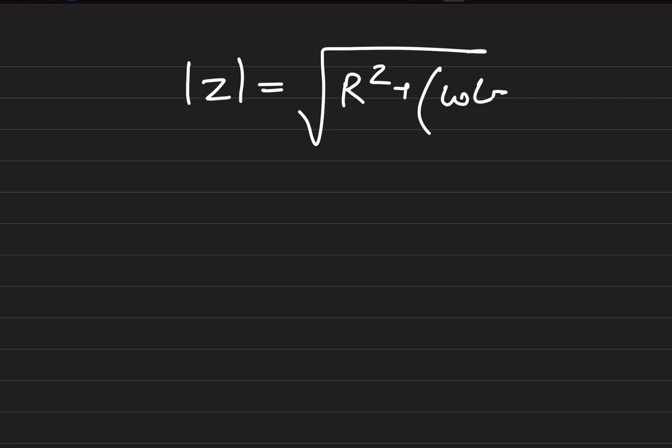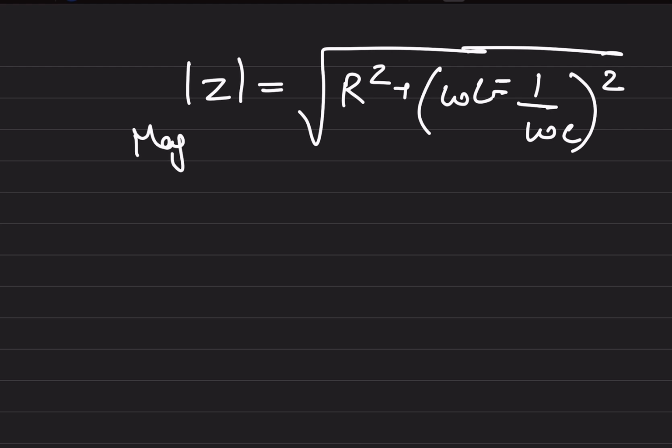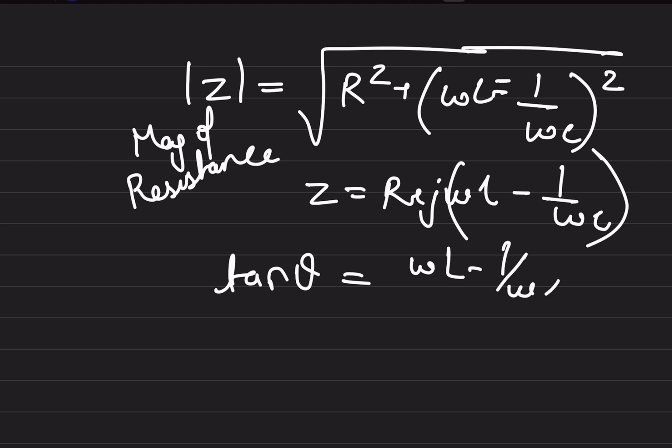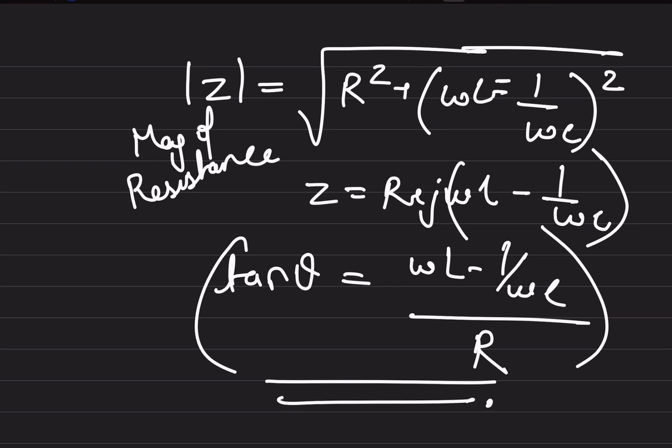So mod Z will be equal to the square root of R square plus omega L minus 1 by omega C, whole square. So this will be mod Z, or the magnitude of the resistance. Z was R plus j omega L minus 1 by omega C, and tan theta here will be equal to omega L minus 1 by omega C upon R.